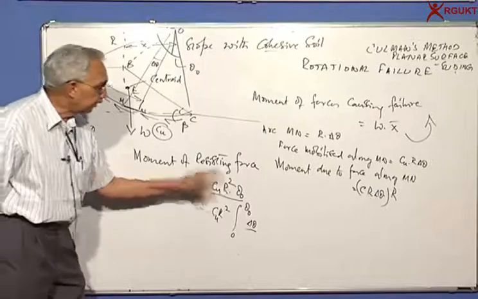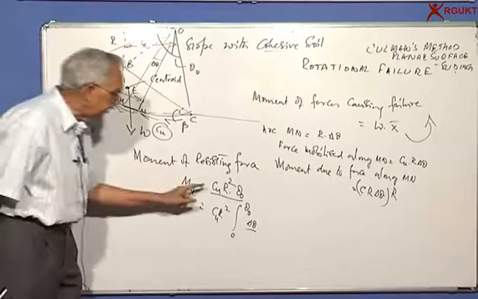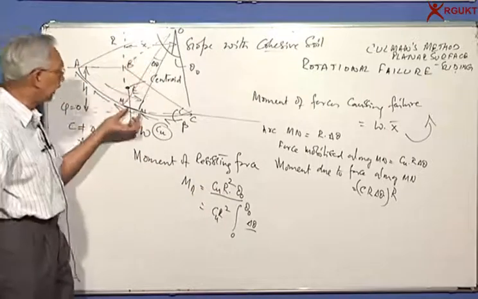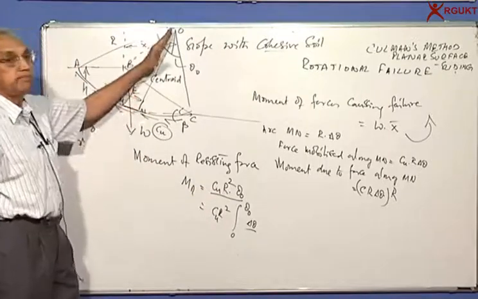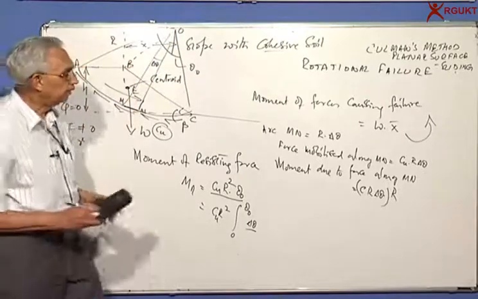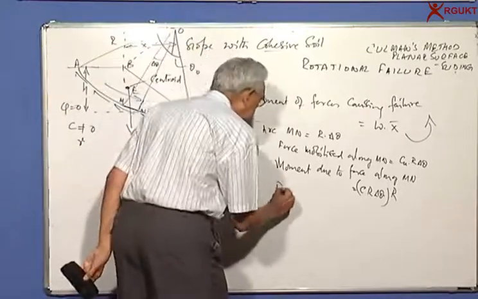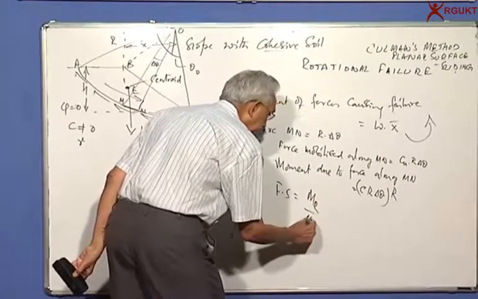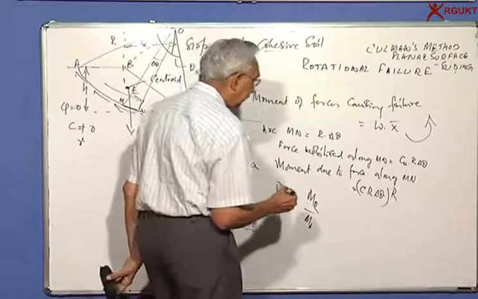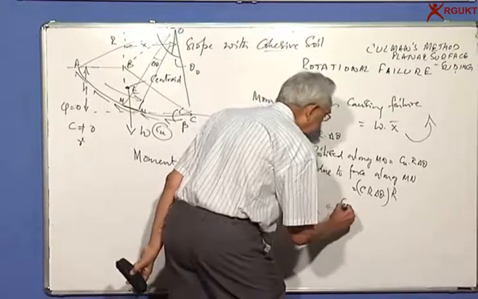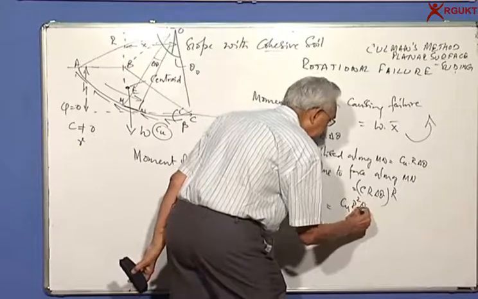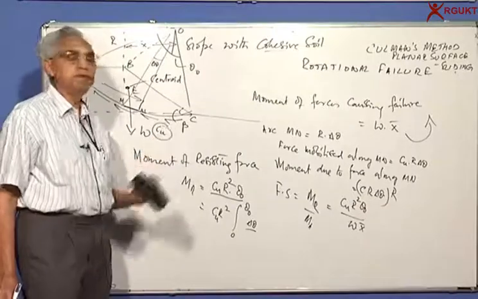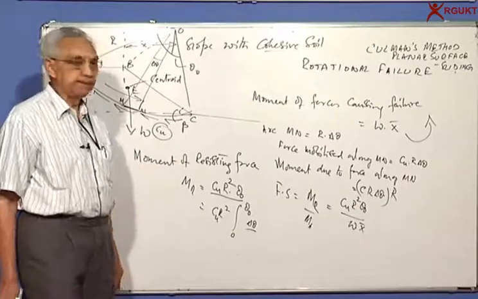So R into theta naught gives me the arc length AC, and multiplied by Cu gives us the total force. Each force, if I take the element, has a lever arm of R. So I get this. Now you can say the factor of safety is equal to M_R by M active, the activating failure. So that is equal to Cu R square theta naught by W into X bar. This is for a given center and radius R.